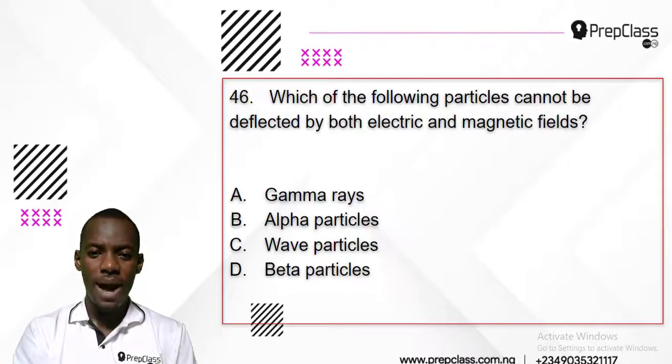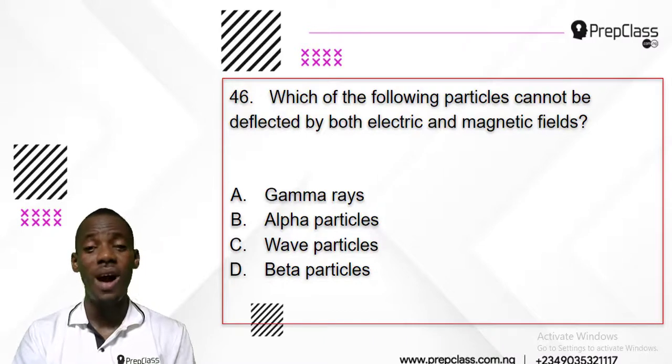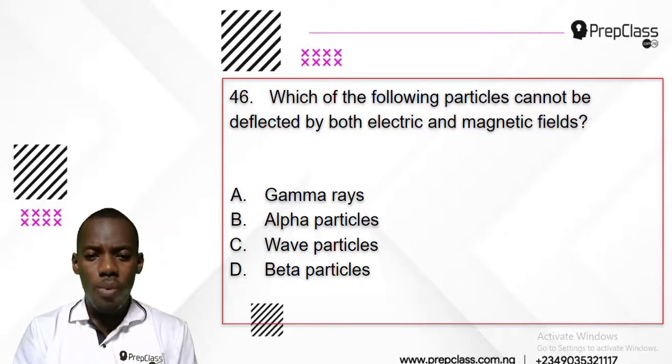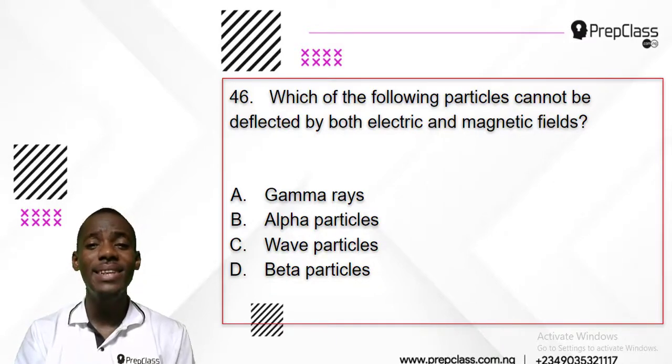Let's get to number 46. Which of the following particles cannot be deflected by an electric and magnetic field? We have gamma ray, alpha ray, wave particle, beta particle. Actually, all of them are wave particles, so there is nothing like wave particle. But one of them cannot be deflected by electric and magnetic field.